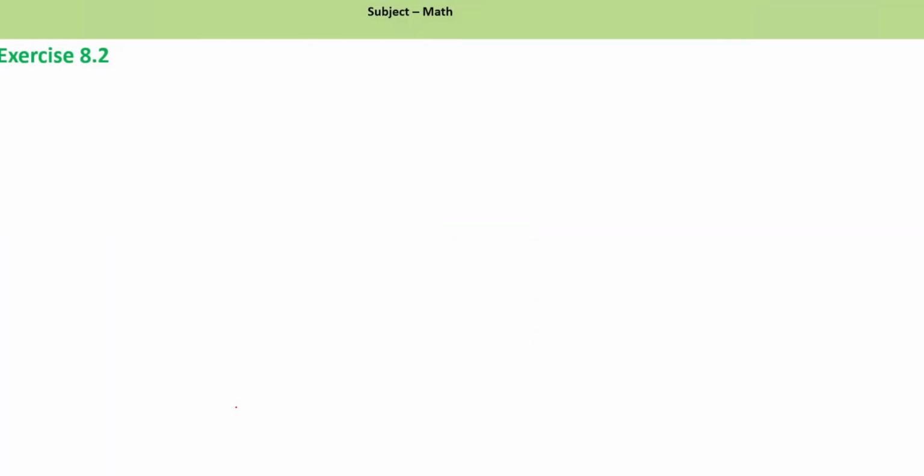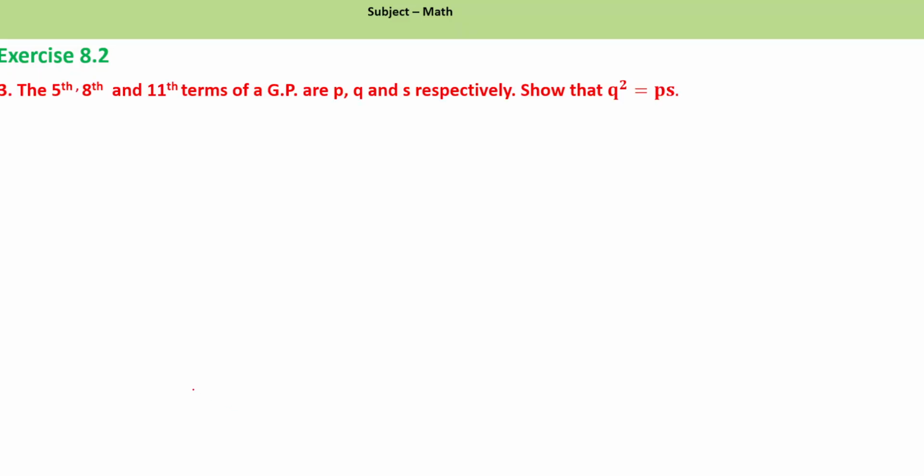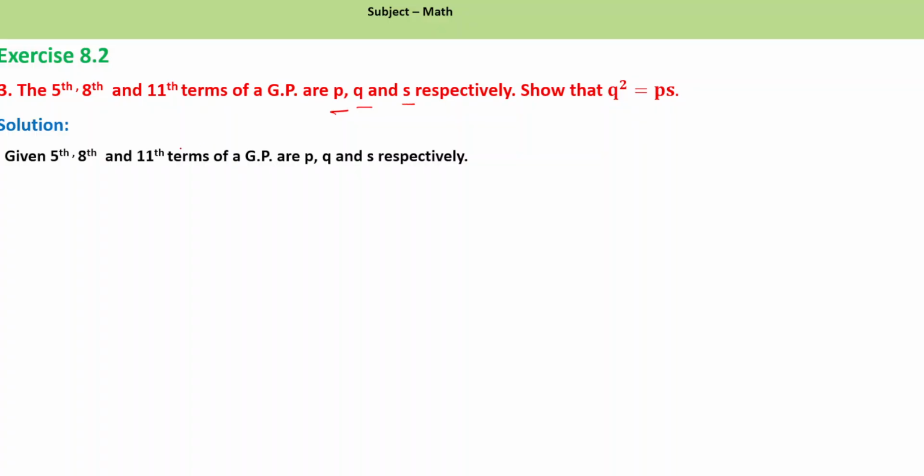Let us solve question number 3. The 5th, 8th and 11th terms of a GP are P, Q, S respectively. We need to show that Q² = PS. Solution. Given the 5th, 8th and 11th terms of the GP are P, Q and S respectively. Therefore, we need to prove Q² = PS.